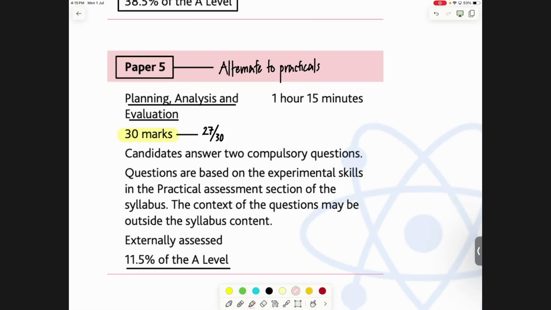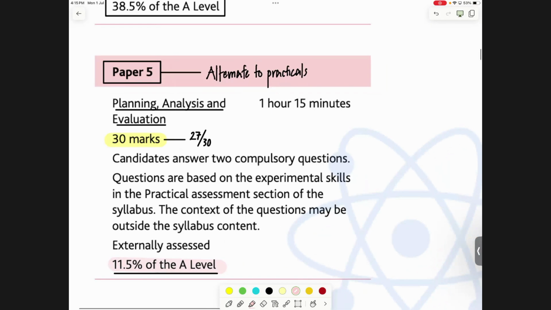It is called paper 5, Alternate to Practicals. Just paper 5 it is called. This is about designing experiments. Do you remember designing experiments, planning experiments in your O level? So there from IGCSE, it was the last question of practicals. Yeah, basically that.